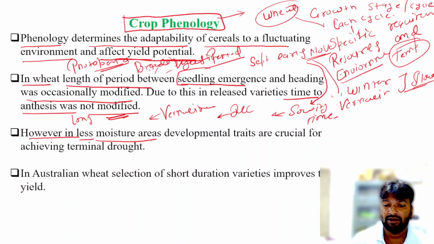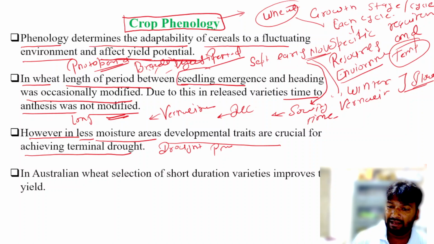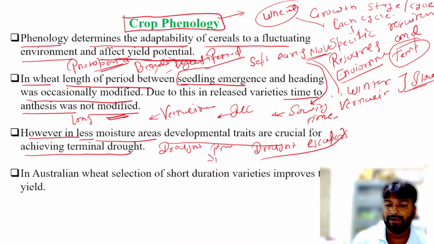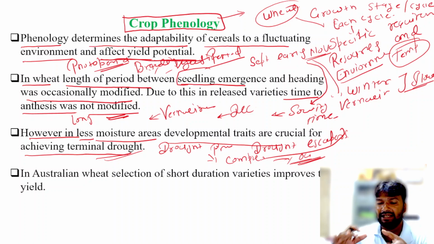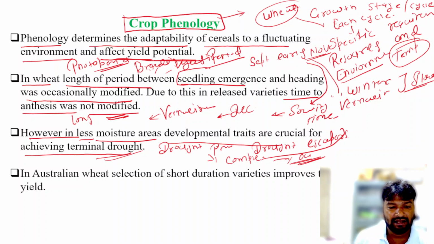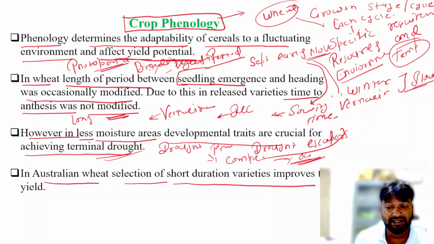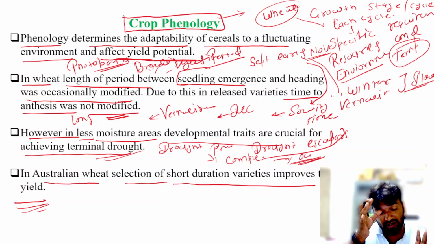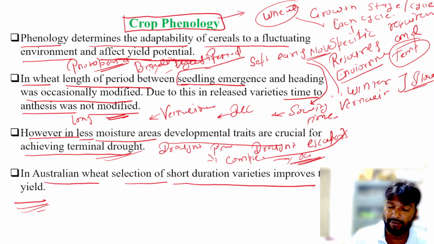Okay, however, in the less moisture areas or drought prone areas, these phenological development traits are crucial for avoiding terminal drought, because in drought prone areas mostly we need drought escaper types of wheat which can complete the life cycle before the occurrence of terminal drought. So when we change the crop phenology in the drought prone area, positive results in the yield potential are observed. Like in Australian wheat, selection for short duration varieties improves the yield. Okay, so the study of crop phenology is also important in wheat to improve the yield potential.